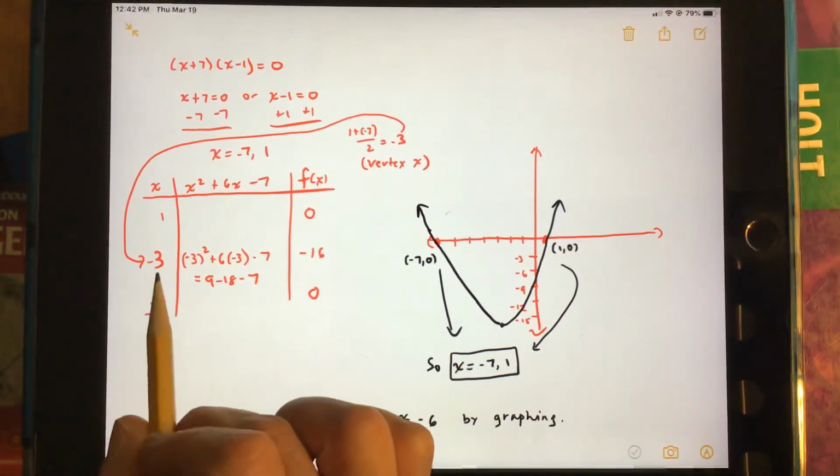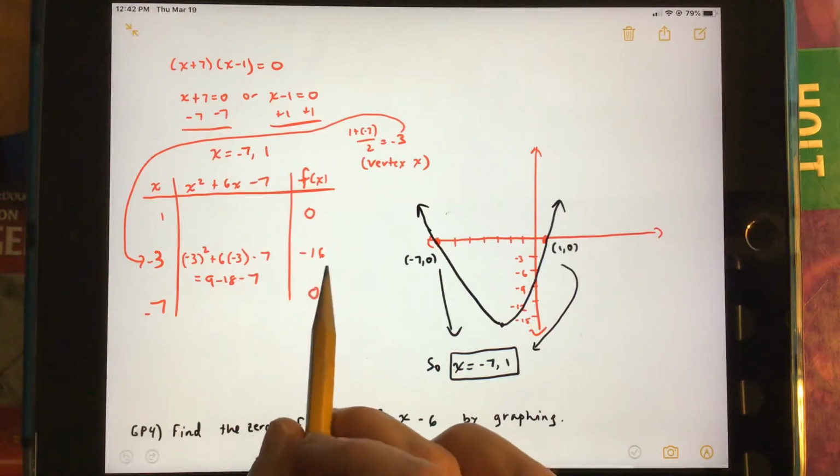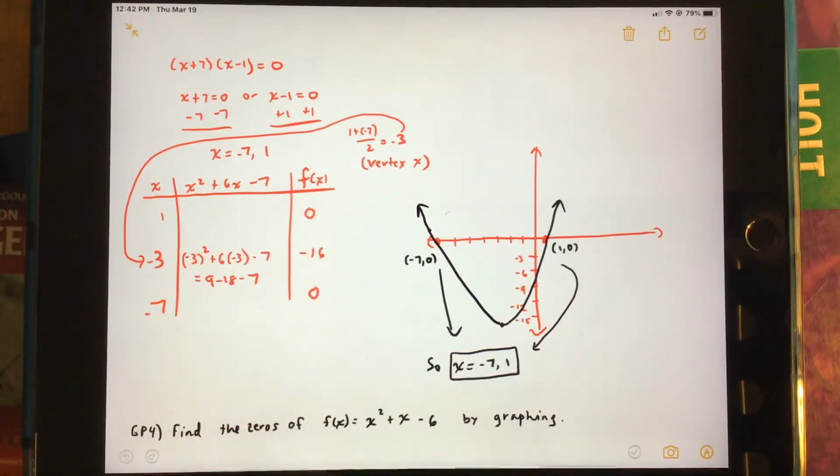When we place negative 3 into our table of values as our x coordinate, we then work out our f of x, which is the same thing as our y coordinate. And we find out that when x is negative 3, f of x, or y, is negative 16. Now we plot those 3 points, and this is the graph it creates. It's a parabola opening upward.